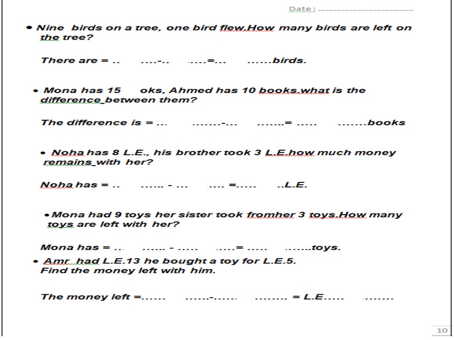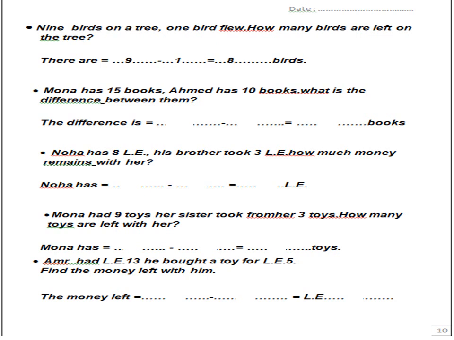The first question says, 9 birds on a tree, 1 bird flew. How many birds are left on the tree? Where is the keyword here? The keyword here is are left. 9 minus 1. The big number here is 9. In subtraction we choose the big number to come first, and we count from small until we reach the more. After 1, 2, 3, 4, 5, 6, 7, 8, 9. So it will be 8 birds.